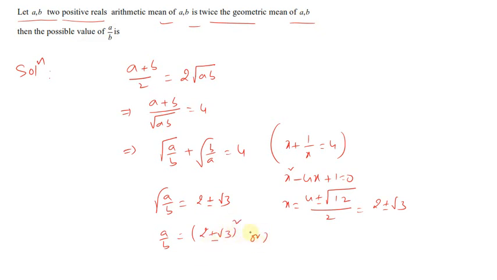Simply you can write it like this also. If I take the case 2 plus root 3, (2 plus root 3) by (2 minus root 3) gives us (2 plus root 3) whole square. And one more case, (2 minus root 3) by (2 plus root 3). By rationalizing, you are getting (2 minus root 3) whole square only. So you can expect the option this one or this one or this one. Okay, now come to the next question.